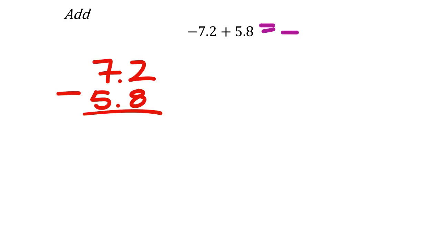And what do I get? Well, I have to borrow, right? The decimal goes in the same spot. But I'm going to have to borrow from the 7 to make that a 6. 12 minus 8 is 4. 6 minus 5 is 1. So it'll be negative 1 and 4/10. But again, I just want to check on the calculator. So negative 7.2 plus 5.8.